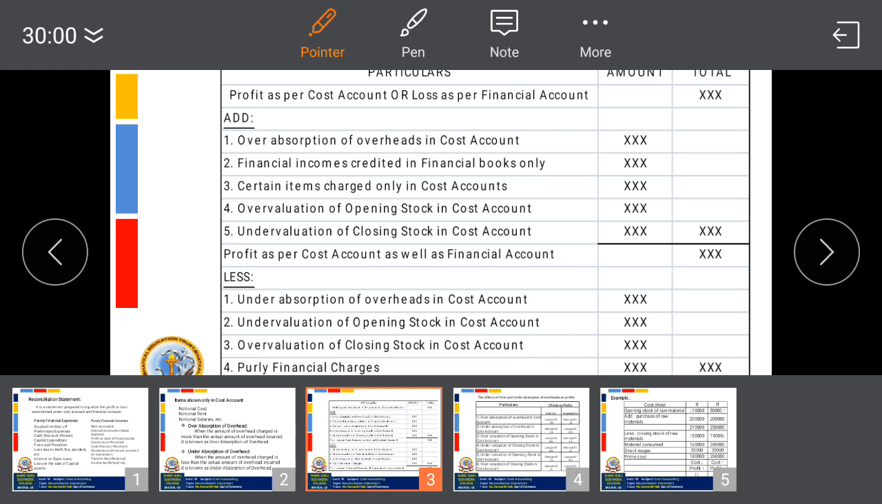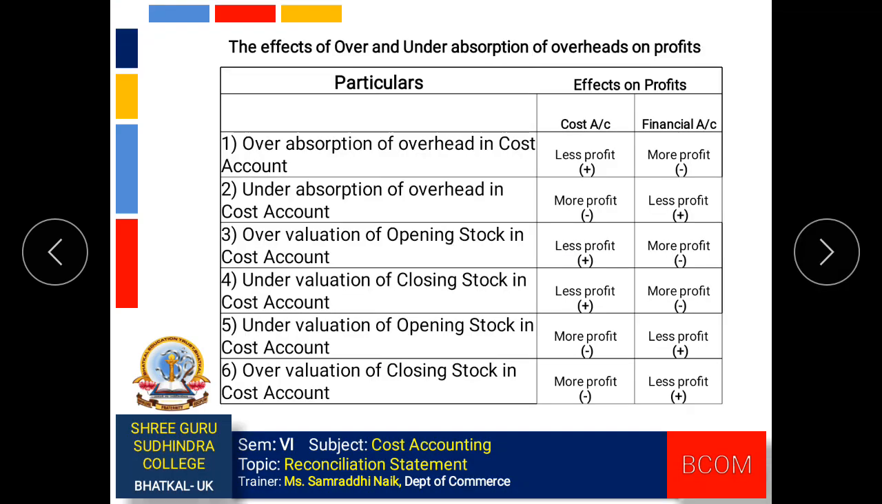In that, first one, over absorption of overhead or over recovery of overhead in cost account. If the overhead or expenses mentioned in the cost account are more than the actual overhead, it is called over recovery of overhead. As expenses increase, profit decreases.